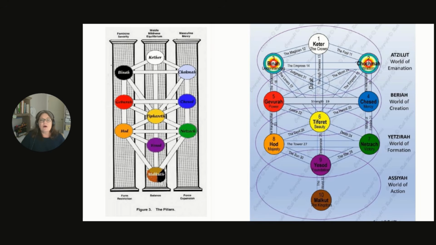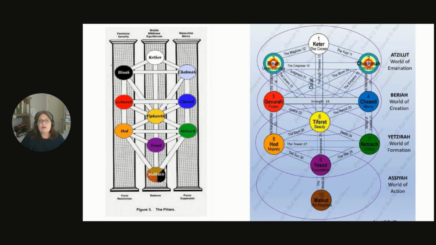Also on this Kabbalah tree on the right, notice the pathways. There's 22 pathways on the Kabbalah tree, and they're basically ley lines that go between each of the Sephirot.